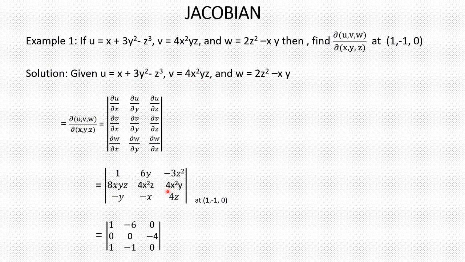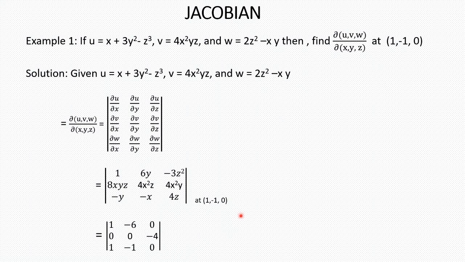∂v/∂z is differentiation of z, which is 1, and 4x square and y are multiplicative constants, we get 4x square y. Now, ∂w/∂x, this term will become 0 as z is constant, differentiating this is minus 1, y, and y is a multiplicative constant, we get minus y. ∂w/∂y, this term will become 0 as z is constant, differentiating this is minus 1, x, and x is a multiplicative constant, we get minus x. ∂w/∂z, differentiating 2z square is 4z, and these two are constant, hence 0. We get this.